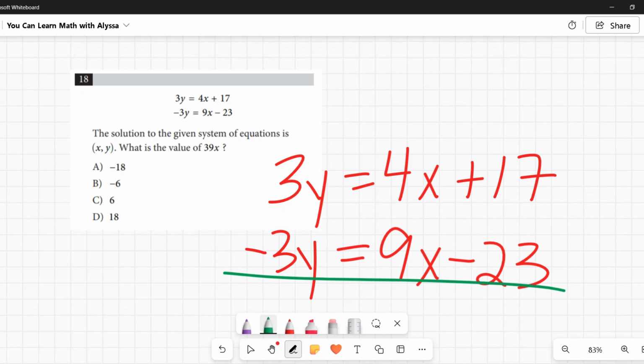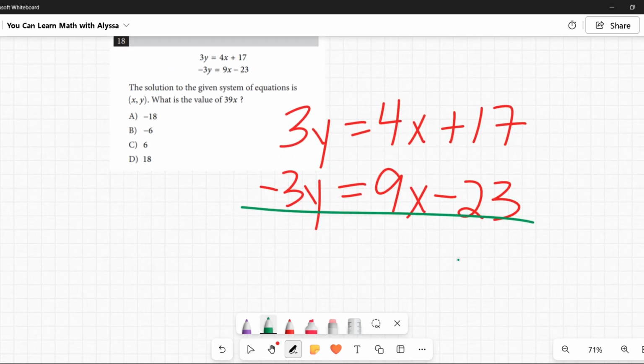All right, I am going to add these together. So that is how we eliminate. These are going to cancel out. So when we add them together, 3y and negative 3y is 0. There we go. 4x and 9x is 13x. And 17 and negative 23 is negative 6.